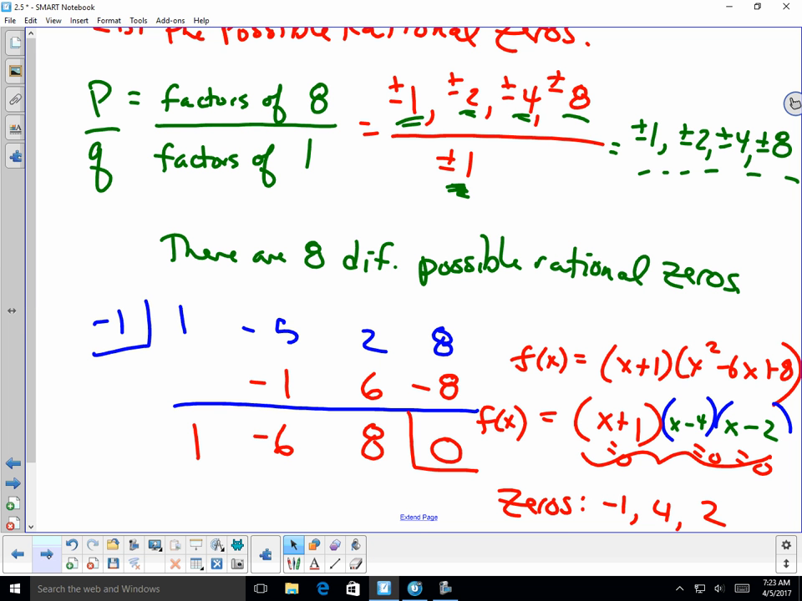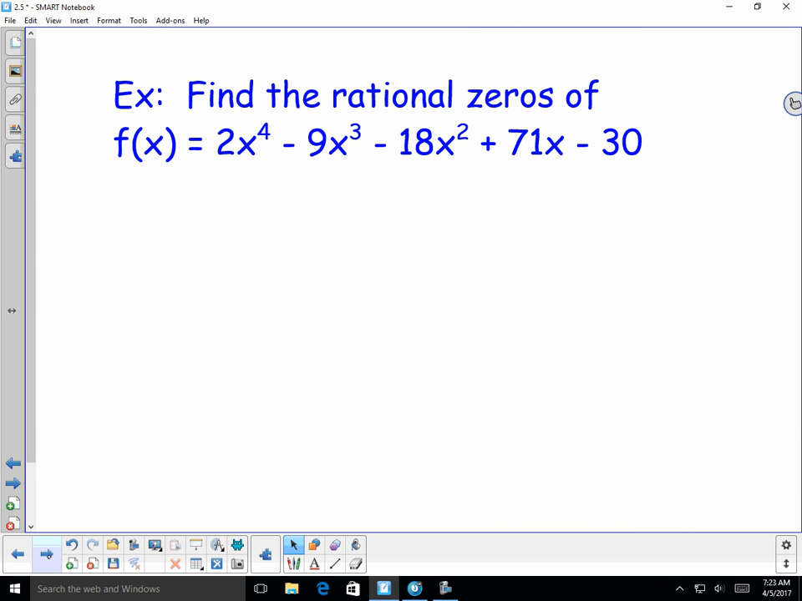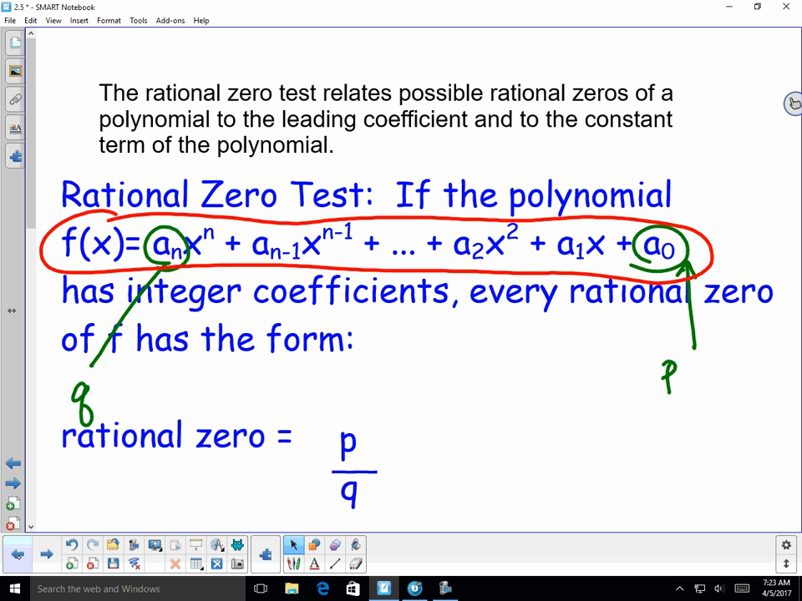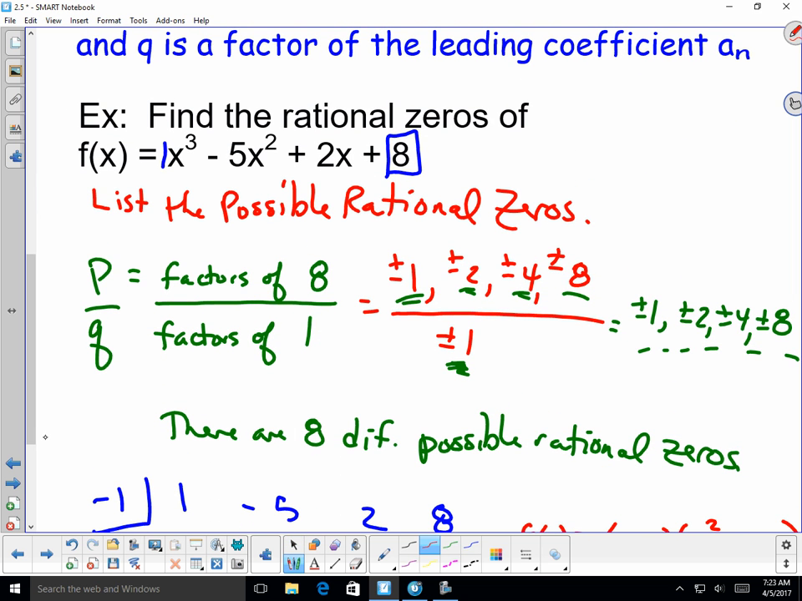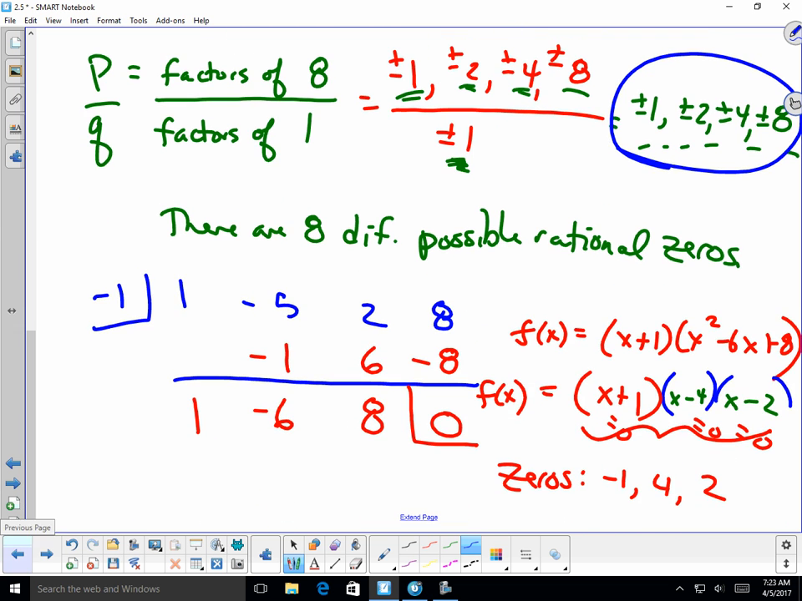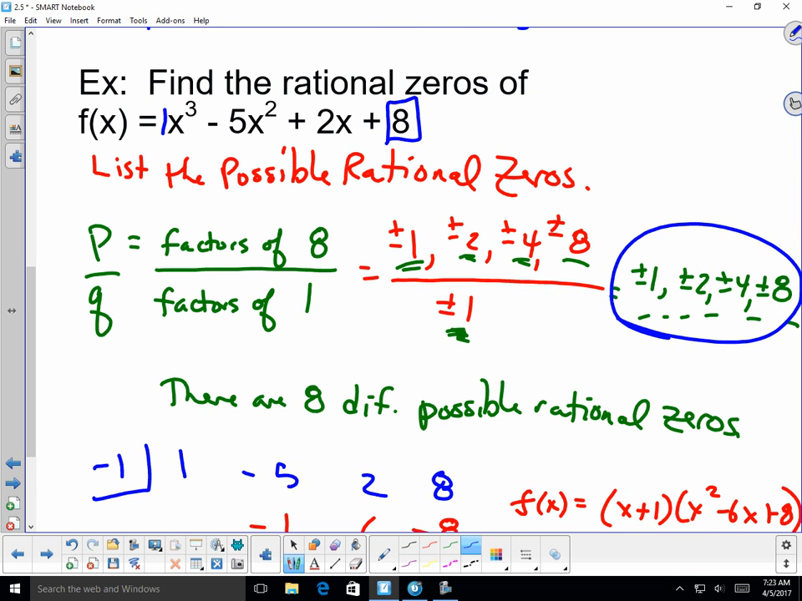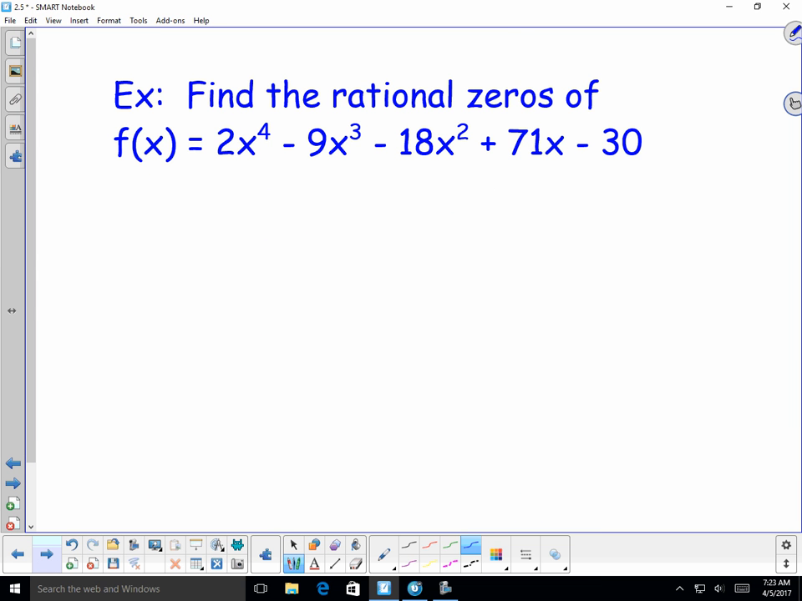So let's take a look at another example. This time we want to find the rational zeros of 2x to the 4th minus 9x cubed and so on. Hang on, let me go back to this for just a second. I want to highlight something. Remember, we made that list of possible rational zeros here for that last example. This is my list of possible rational zeros, and I just want to point out that the 3 rational zeros that we found, -1, +4, and +2, were all in this list, right? So they were all here. The other ones didn't work, but that's okay. It was just a list of possible rational zeros.